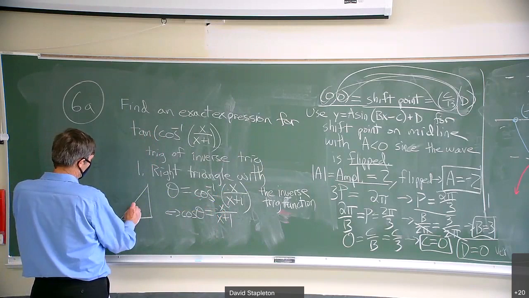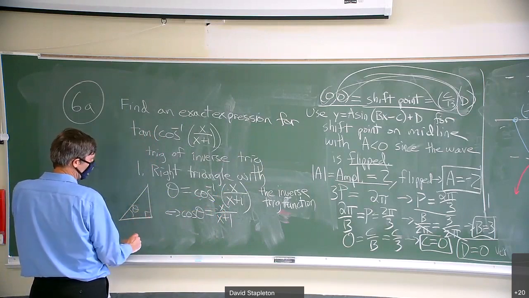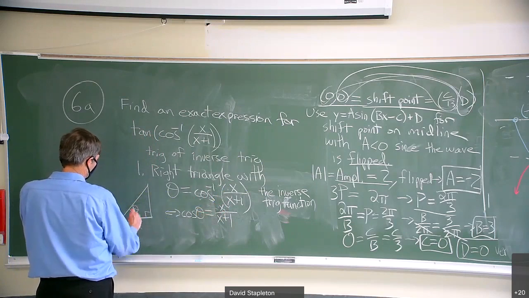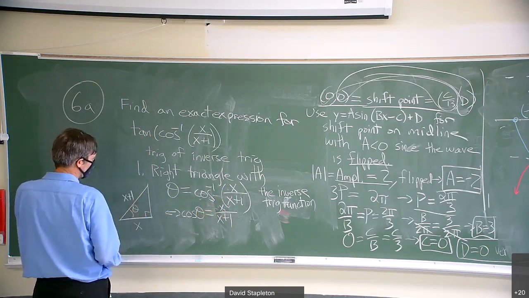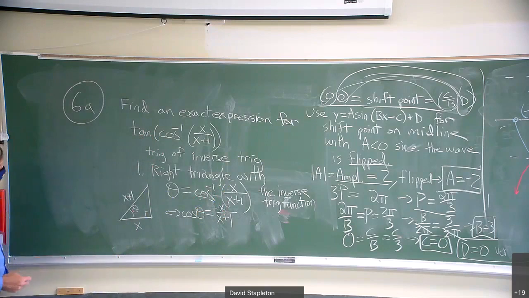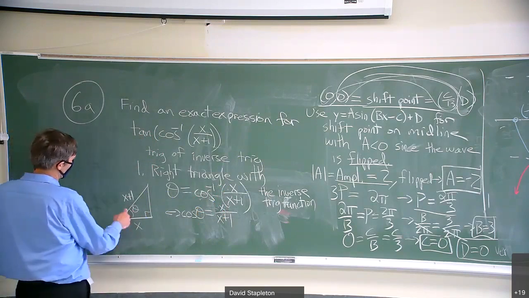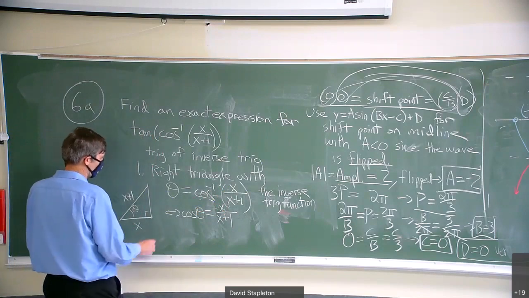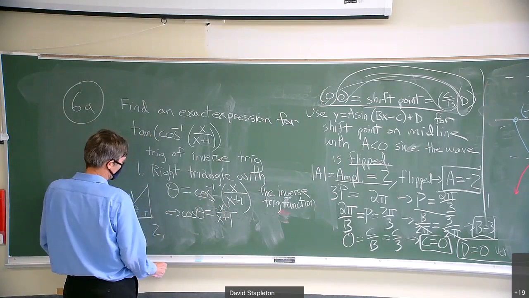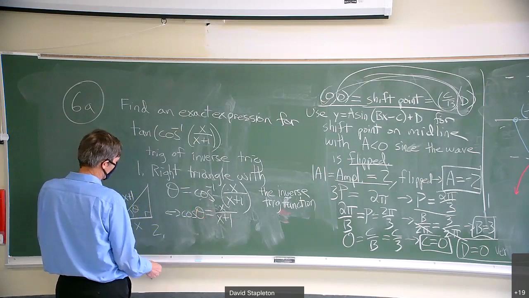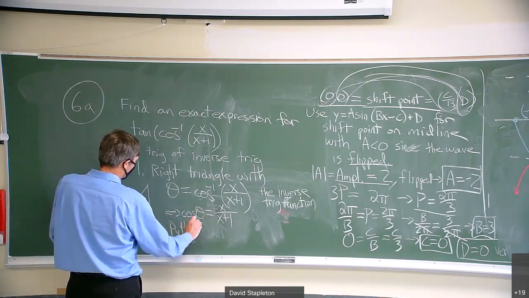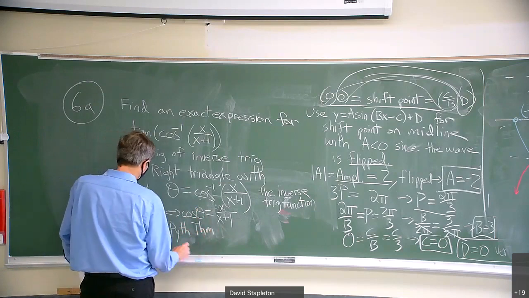If I want this angle to be theta, then in a right triangle this must be the adjacent and the hypotenuse. This is x, and this is x plus 1. So that's step 1. You can also use 2x and twice x plus 1, but who wants to cancel the 2's later? So just do the easiest, just so they have this ratio that works. Now you need the Pythagorean theorem to find the last side.